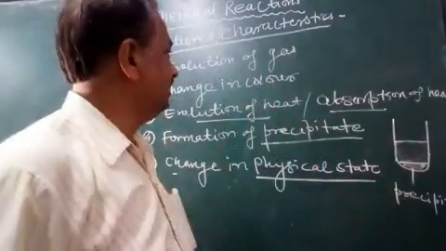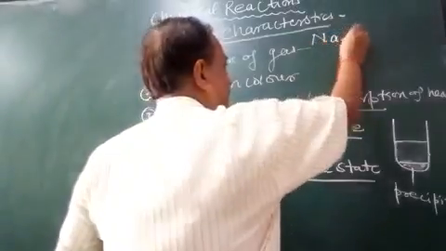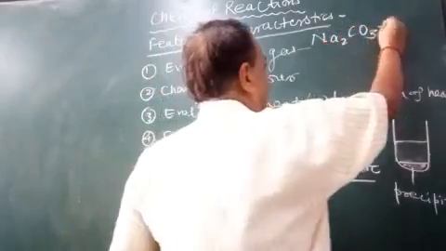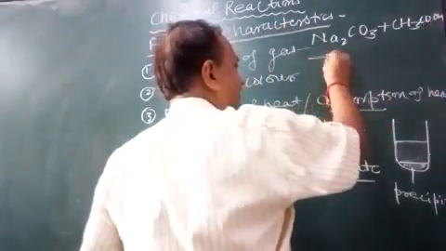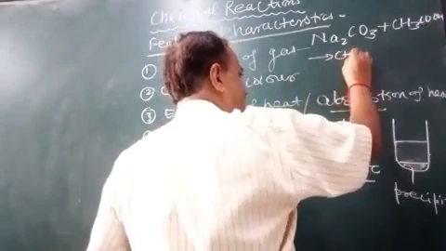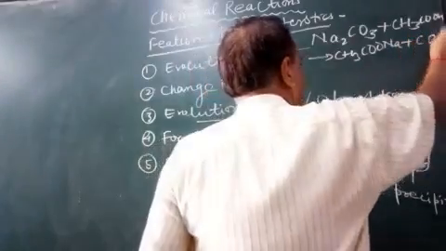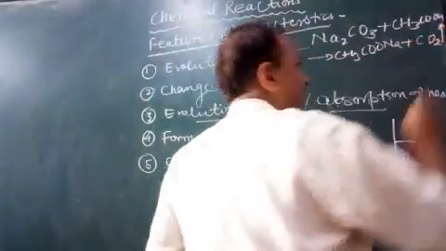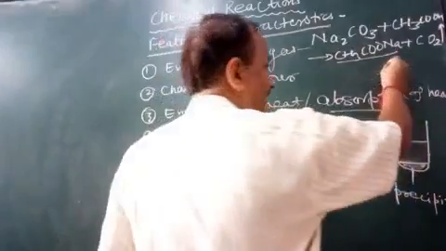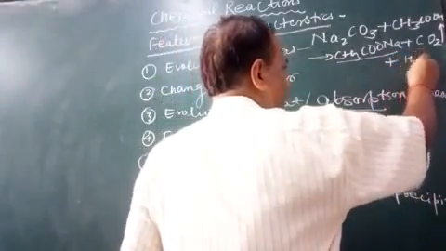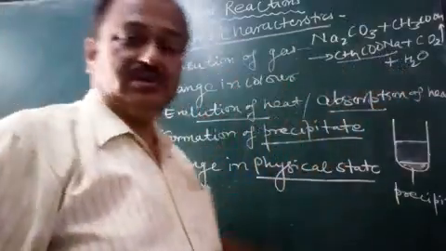Now in the first case, I have taken sodium carbonate, Na2CO3 plus CH3COOH. So there will be reaction, and CH3COONa plus CO2. Now CO2 was coming out as gas. This is sodium acetate, plus there will be formation of water. So this is the evolution of gas.